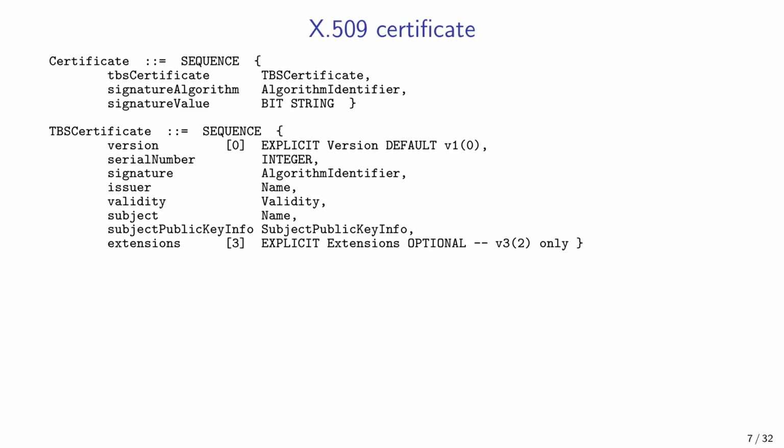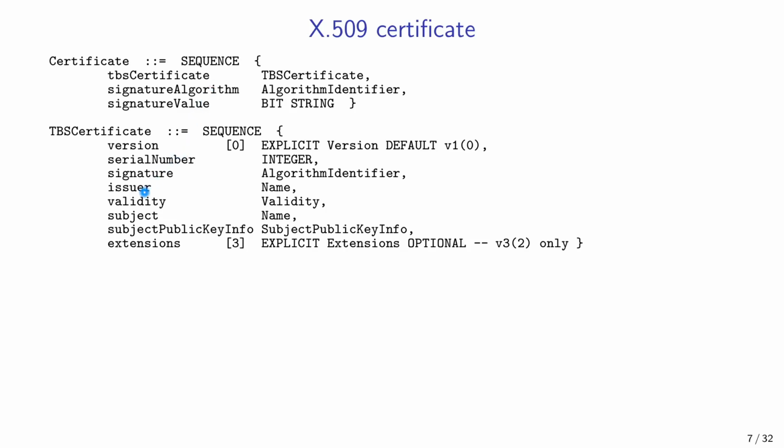The requirement for serial number is that it must be unique for each certificate issued by the CA. Other fields can be the same in several certificates, but the serial number must be unique. Okay. Here we have a signature algorithm, the same value as in the outer sequence.